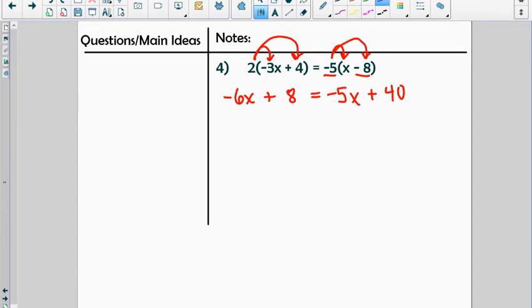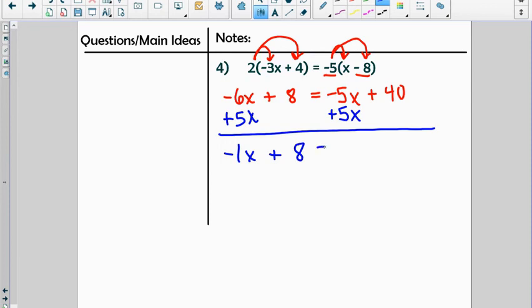So next I want to try to move the variables to the same side. It doesn't matter if I move them to the left or to the right. I just need to make sure that I'm using inverse operations. Both happen to be negative coefficients in front of the variable term. So I'm just going to move the variables to the left. I want to undo the negative 5x, so I add 5x on each side. That's going to leave me with negative 1x.